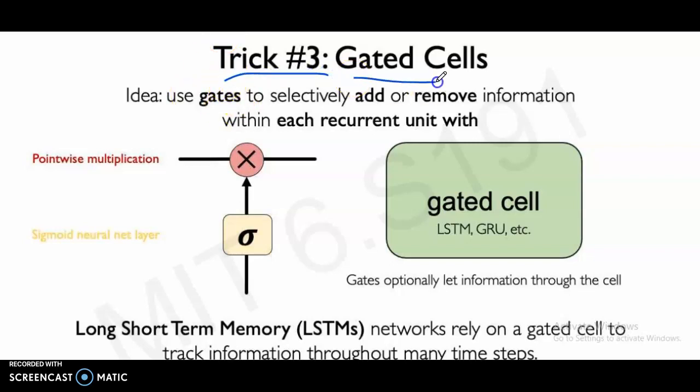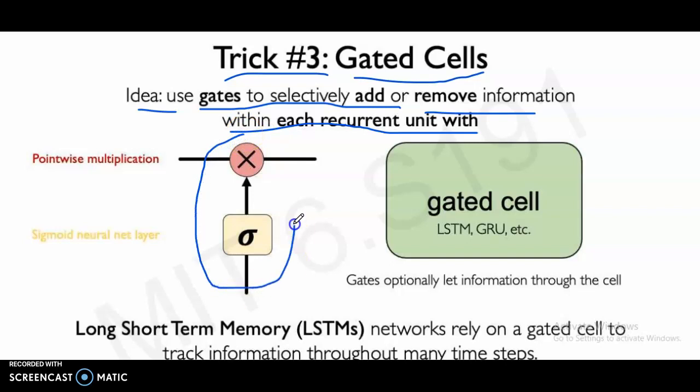Trick 3. Gated cells. Idea: use gates to selectively add or remove information within each recurrent unit. Already we have seen this slide in the last videos. Use gates to selectively add or remove information within each recurrent unit.